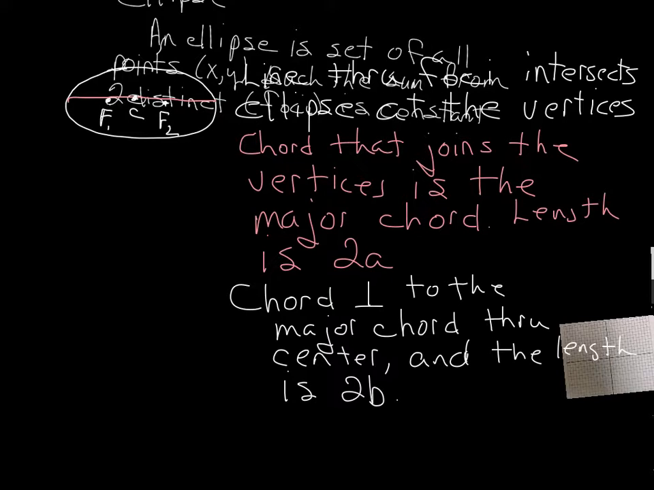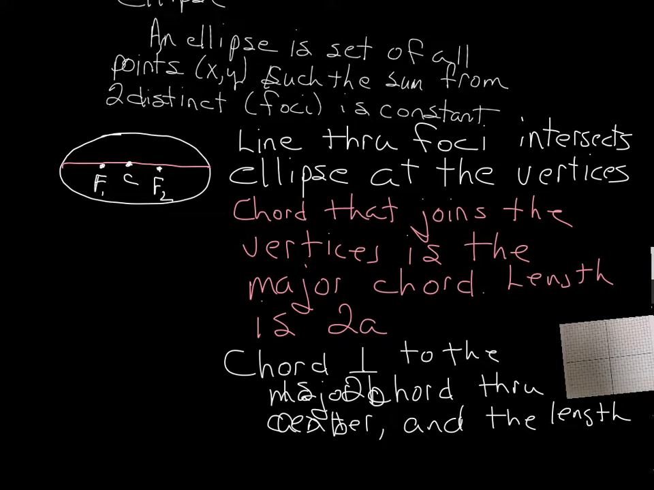Okay, so the length of the major chord is 2a. The length of the minor chord is 2b. A is always greater than B. Which one is the minor chord? The minor chord, let me change this color, would be right here. That would be the minor chord.